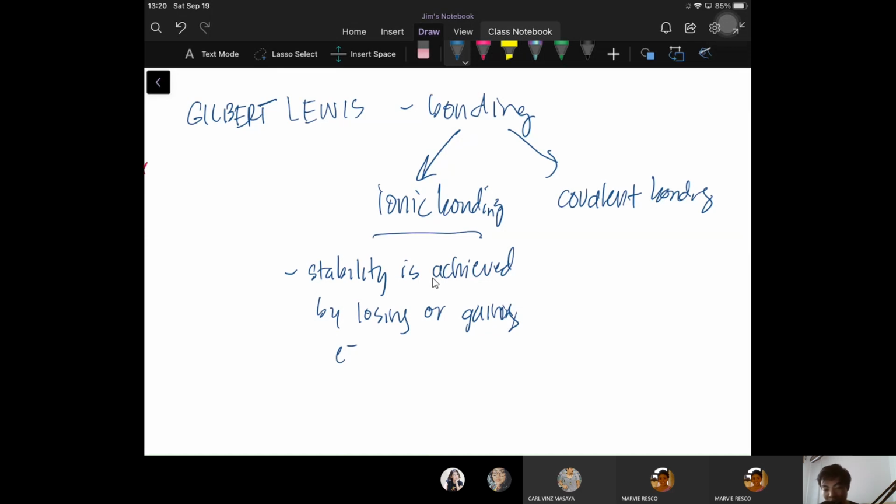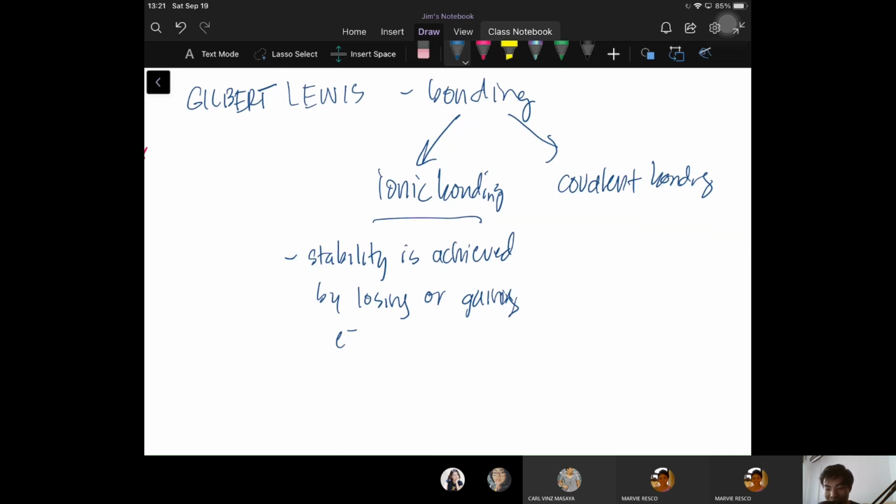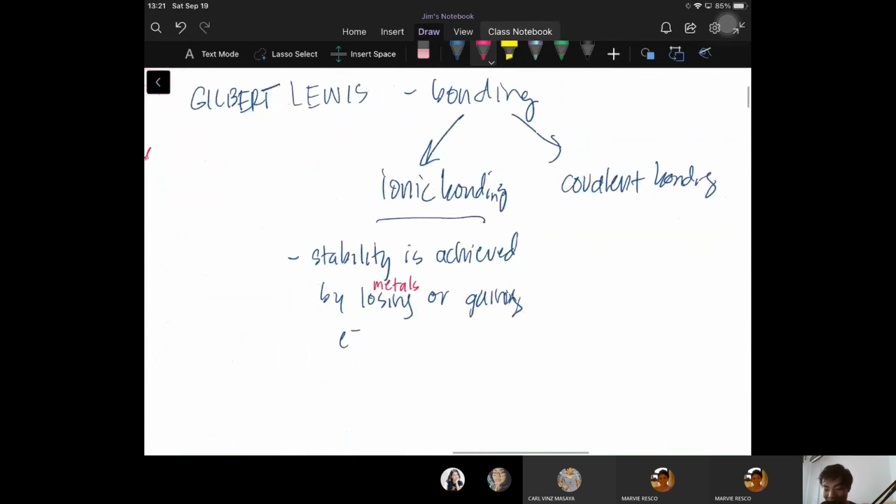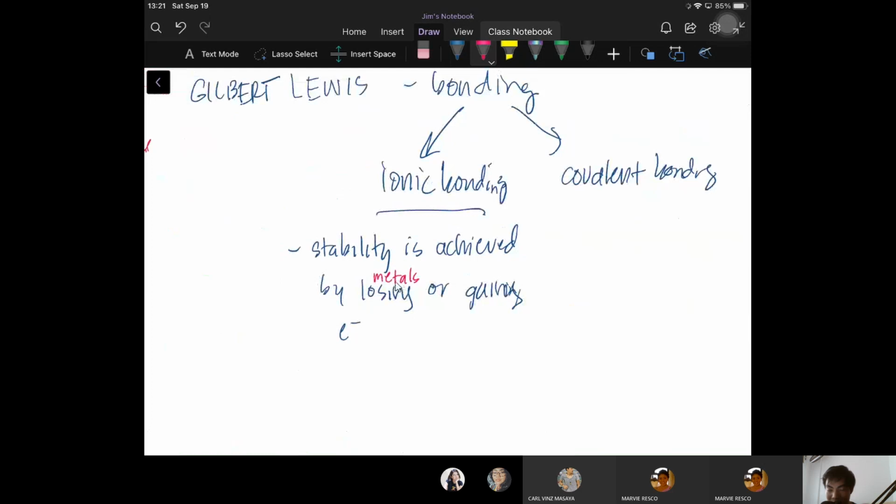Sino yung naglo-lose? Yung group 1, yung group 2, yung group 3. Sino yung nag-gain? Yung group 5, group 6, group 7, no? So ano ba yung group 1, 2, 3 sa periodic table? So yung mga naglo-lose, sila yung usually metals, no? Pansin nyo, ang lithium, beryllium, boron, aluminum, mga bakal yun eh. Okay? So the idea is that the metals will lose electrons, no? So yung group 1, 2, 3, sila yung maglo-lose ng electron. Yung magigain ng electron naman, yun yung mga non-metals natin, no?